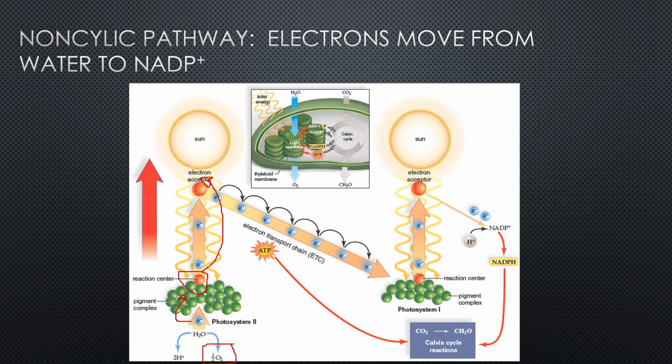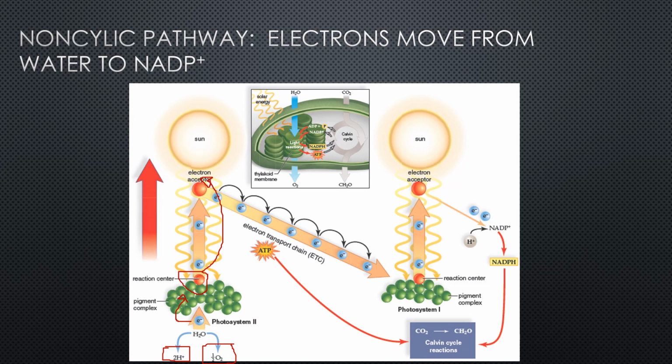When we've torn apart the water and we've donated the electron and we've released the oxygen, the remaining hydrogen ions stay within what we call the lumen, or the inside of the thylakoid. And that's going to contribute to a hydrogen ion gradient that we're going to talk about in a minute.